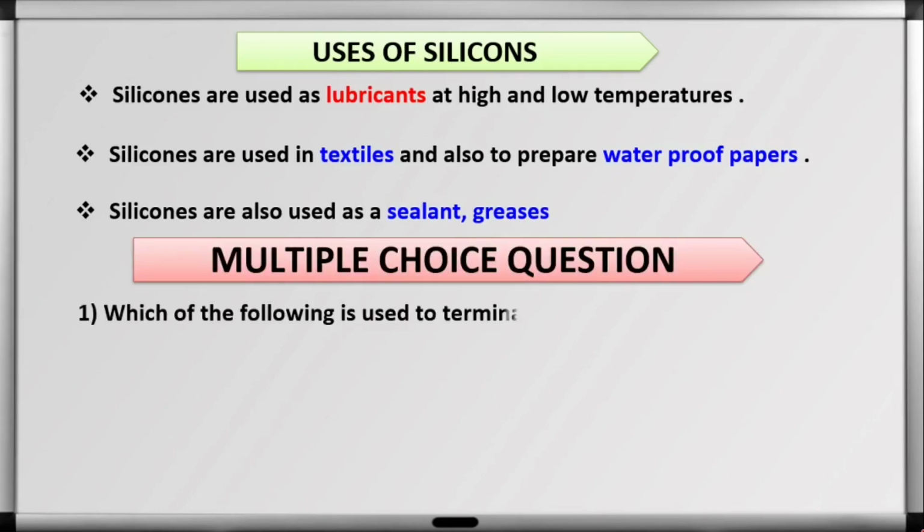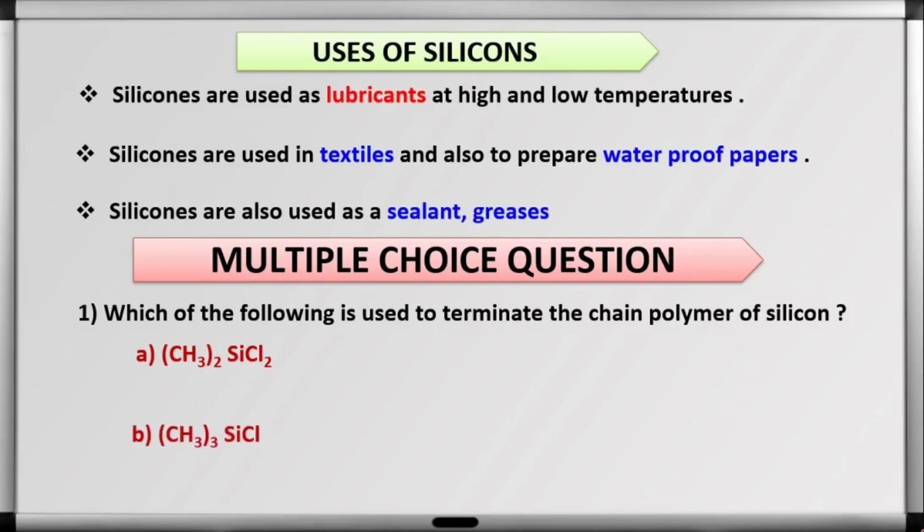And now see the multiple choice question. Which of the following is used to terminate the chain polymer of silicone? सिलिकॉनची चेन पॉलिमर टर्मिनेट करण्यासाठी, ब्रेक करण्यासाठी आपण काय यूज करतो? दॅट इज फर्स्ट ऑप्शन, दॅट इज dimethyl, सेकंड ऑप्शन दॅट इज chlorotrimethylsilane, सी ऑप्शन दॅट इज tetramethylsilane, and fourth option that is trichloromethylsilane. So out of that, B option is correct one, that is chlorotrimethylsilane. Already we look in the previous point.